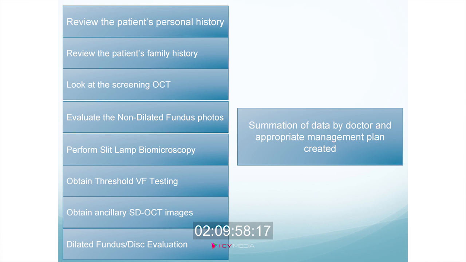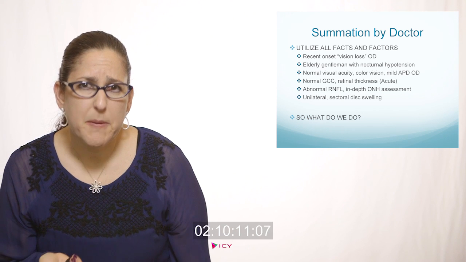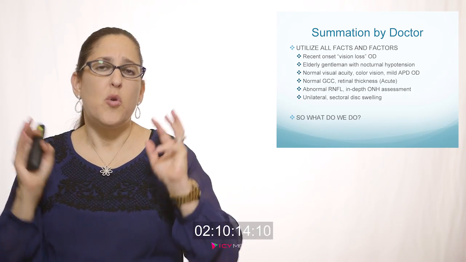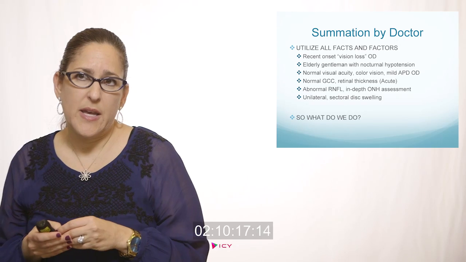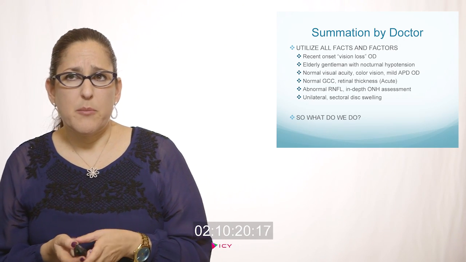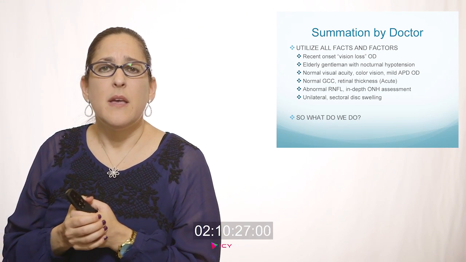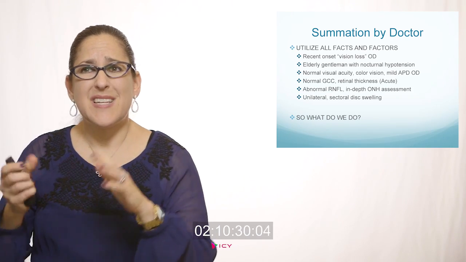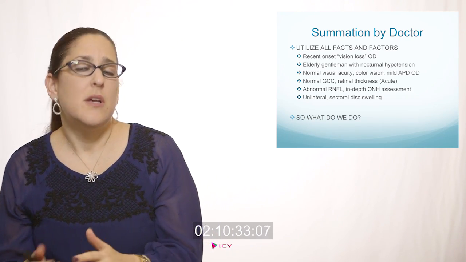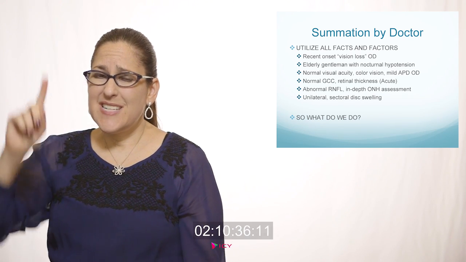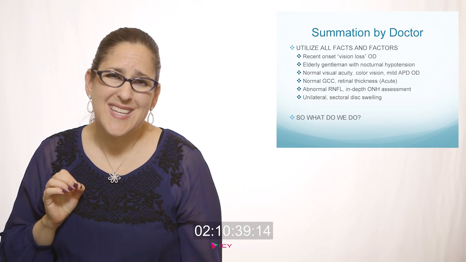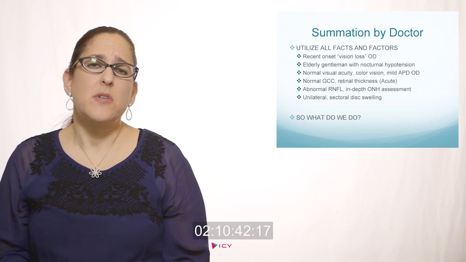If you're not sure, let's say the patient has bilateral disc edema and you're not sure what the cups were like before, you can get the OCT to tell you. Gives you great information. So the summation of this patient was recent onset, quote unquote, vision loss or disturbance of their vision in that right eye. He was an elderly gentleman with nocturnal hypotension. Everything was pretty normal except that pupil was not responding exactly correctly. He had a normal GCC and retinal thickness because, again, the acute nature of the presentation. His RNFL was abnormal. We saw in the T-SNP map that it went up into the white zone, indicating that thickness. He had unilateral sectoral disc swelling.